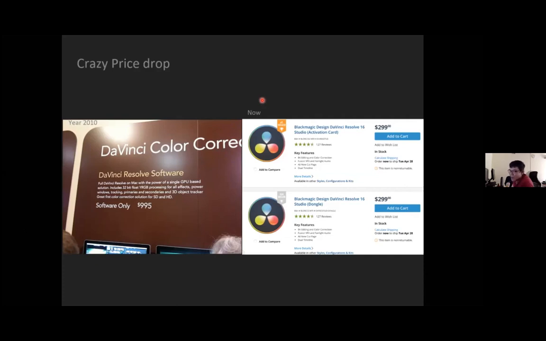Imagine you buy a house that costs $500,000, and the next day MCO happens, COVID-19 happens, and the developer announces, hey, I think nobody's going to buy my house anymore, so I'm going to drop the price to 10K. You'd go crazy, right? Of course I'd go crazy. Ouch. Correct.